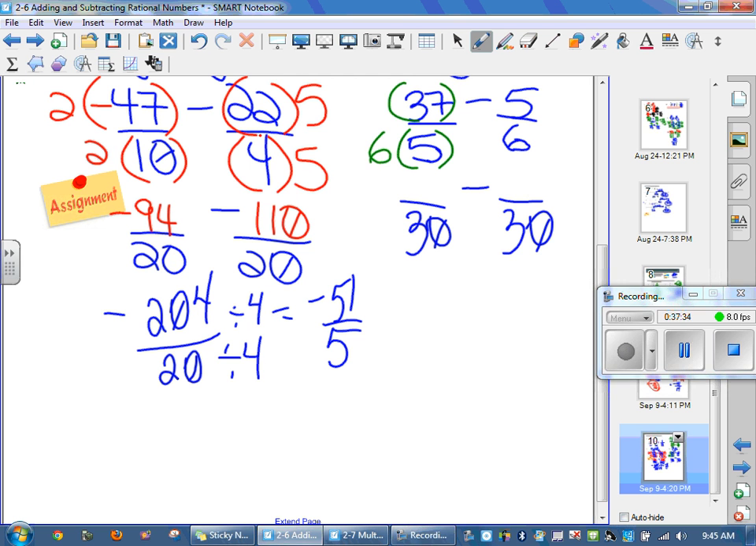Now I'm going to subtract them. That's going to give me 197 over 30. And if you check, none of those break down. So that is our final answer. This concludes lesson 2.6, adding and subtracting fractions.